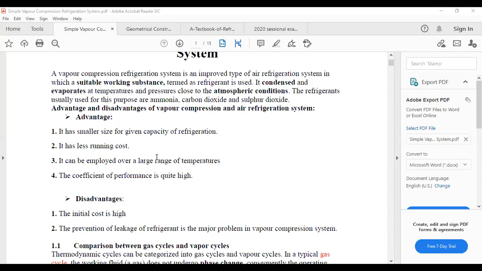It can be employed over a large range of temperatures. Because of its ability to change phase, it has provision where you can change the temperature.